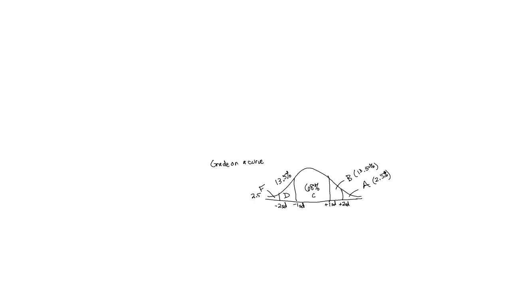68% of the scores are between minus 1 and plus 1 standard deviations. That's what it would look like grading on a curve, which is really not fair. Most of the people are getting C's, and that probably doesn't reflect what people have learned. So just wanted to quickly talk about that. Okay, the last thing is a weighted mean.